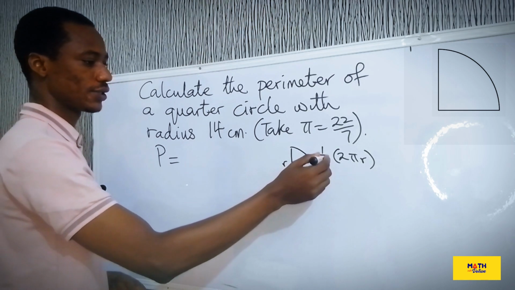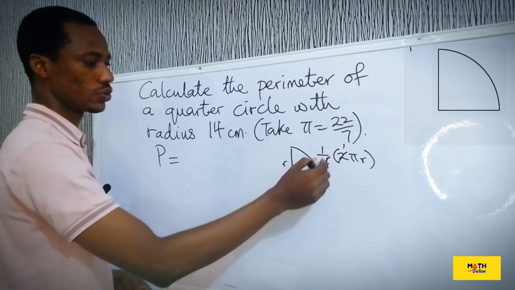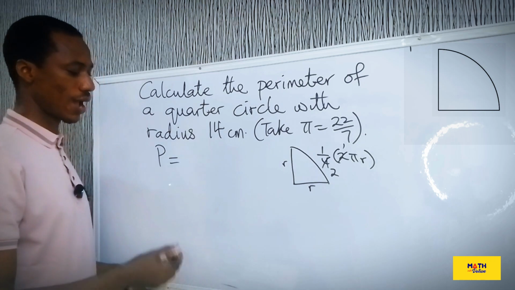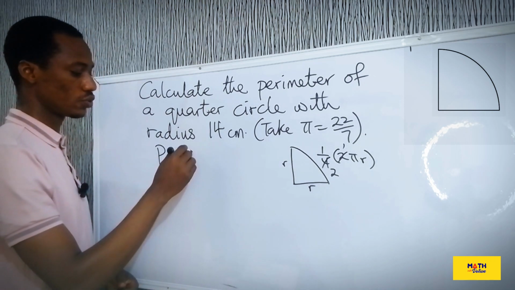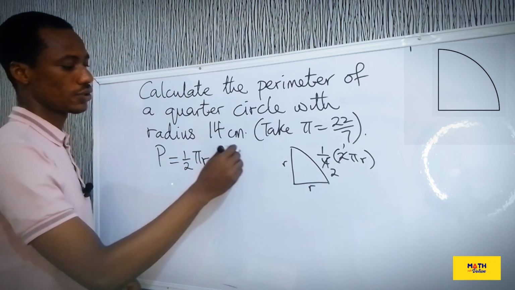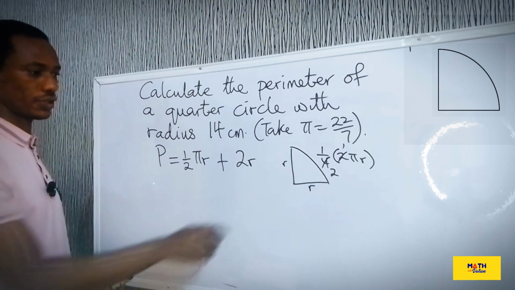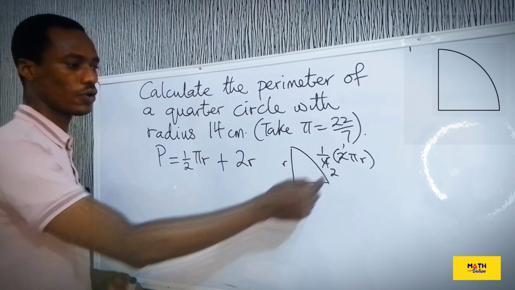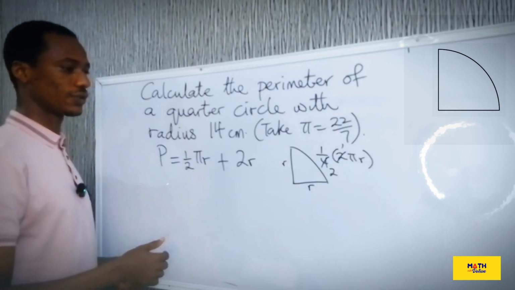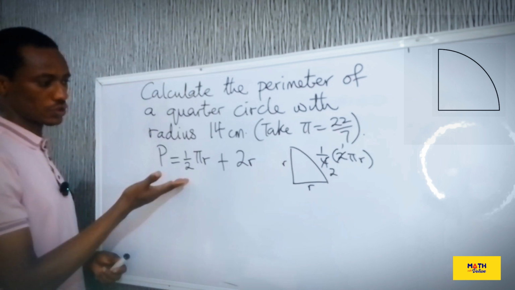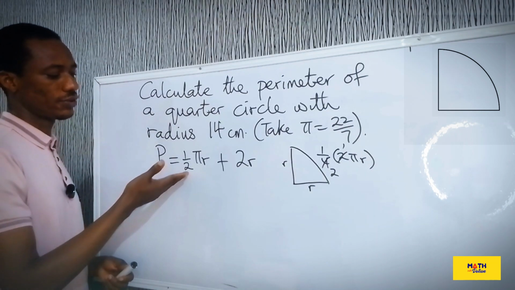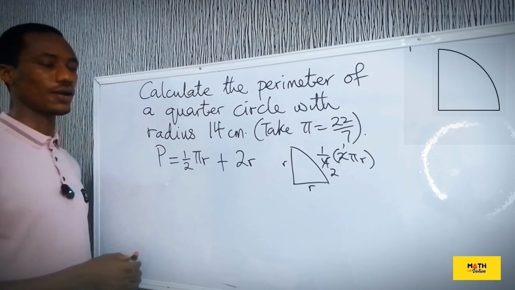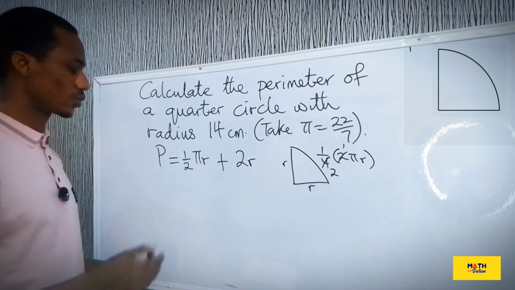So the perimeter of a quarter circle will be 2 radii, 2r, plus a quarter of the circumference, which is 1 over 4 of 2 pi r, and 2 into 4 gives 2, so that gives us half of pi r. And so for a quarter circle, you have half of pi r plus 2r to calculate the distance around it. So let's apply this in this question.